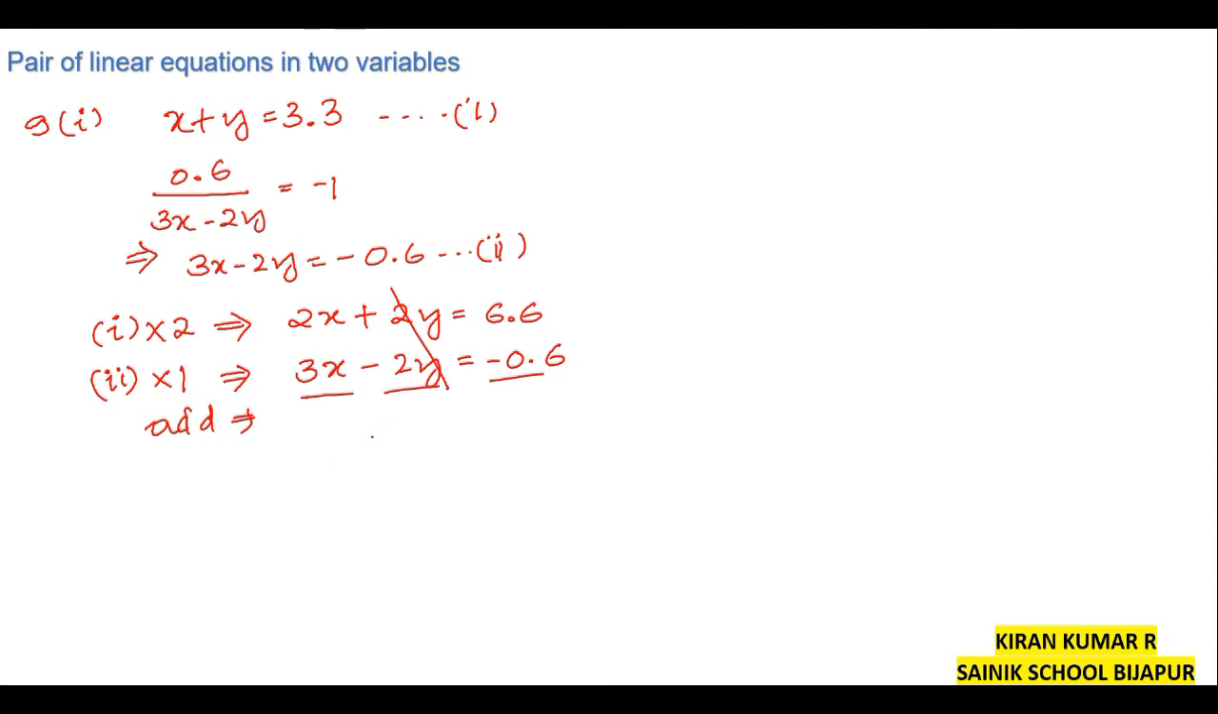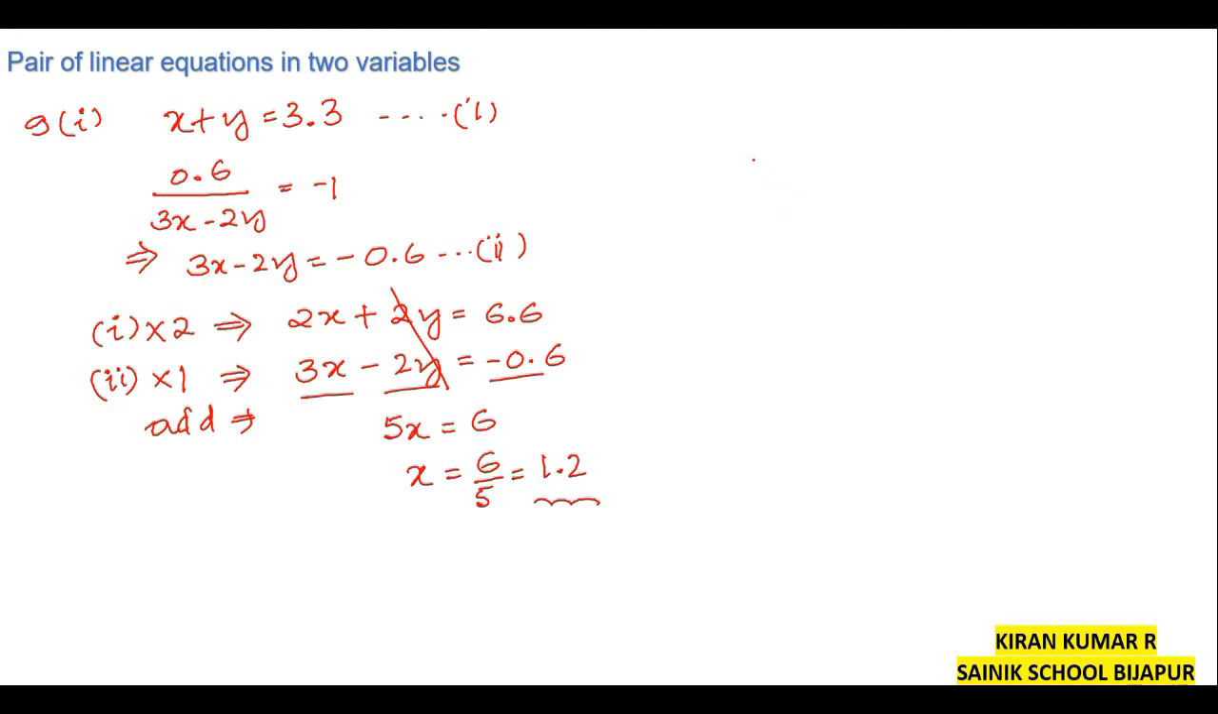We will be getting 5x equal to 6. So the value of x is 6 by 5. Since they have given all the coefficients and all the constants in decimal, I would like to find the value in decimal. It will be 1.2. Now we have got the value of x.